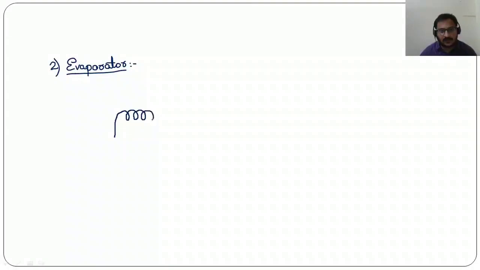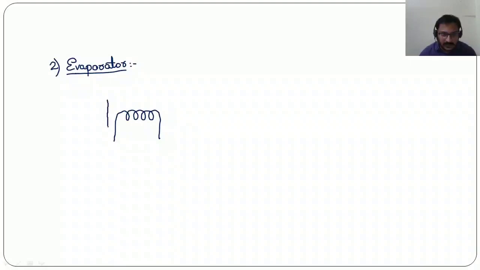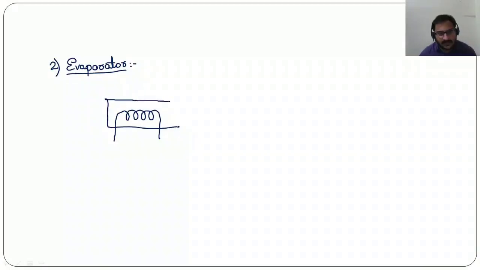Now let us go for the second application. Second application is evaporator. So this evaporator is majorly used in our refrigeration applications. So when you consider an evaporator, this evaporator coil is like this, and here is the refrigerated space in which certain amount of products are kept.